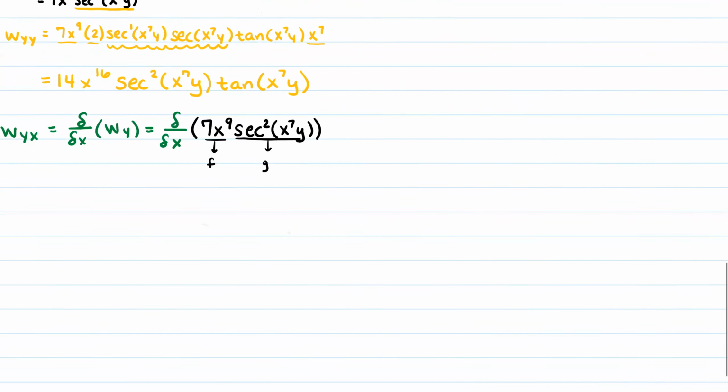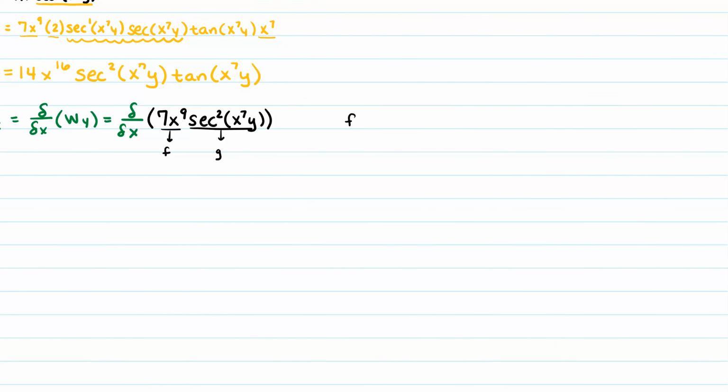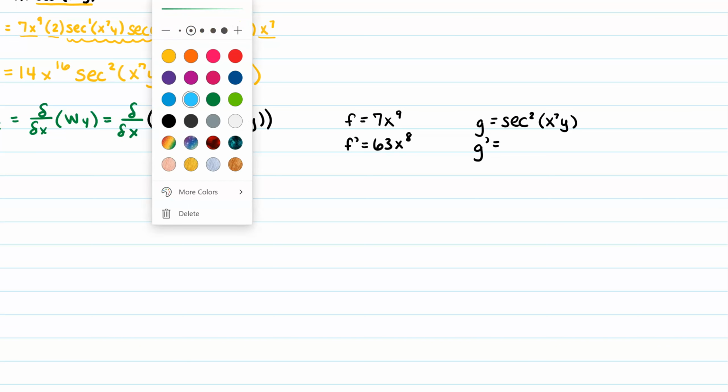use the product rule. So I'm going to come over here and I'm going to say my f is 7x^9, and my g is secant squared of x^7y. So now f prime, again, we're taking this with respect to x, would be 63x^8. But now g prime, like before, we're going to have to use the power rule and then the chain rule and then the chain rule again. So the better you get, the less you write, but you can write as much as you need to.